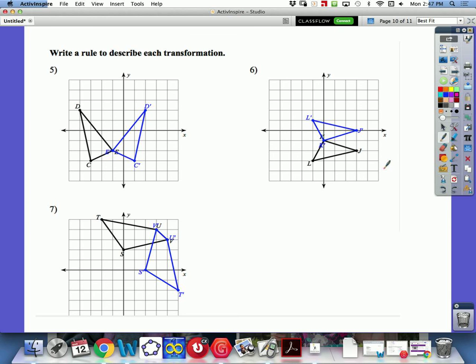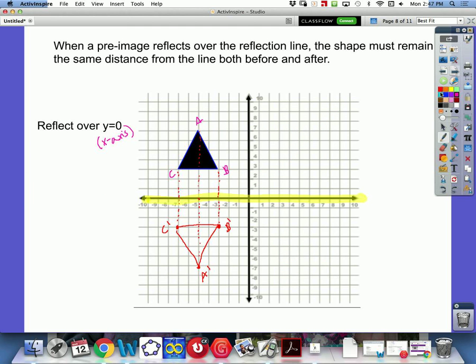Now the next thing you have to do is you have to be able to, just like translations, write the rule. Now, if we go back to this one, I notice this is 1, 2, 3 away, this is 3 away. Together, the gap between them is 6, and this line is directly in the middle. On this one, it was 7 away, and another 7 away. That's 14, and the line is directly in the middle.